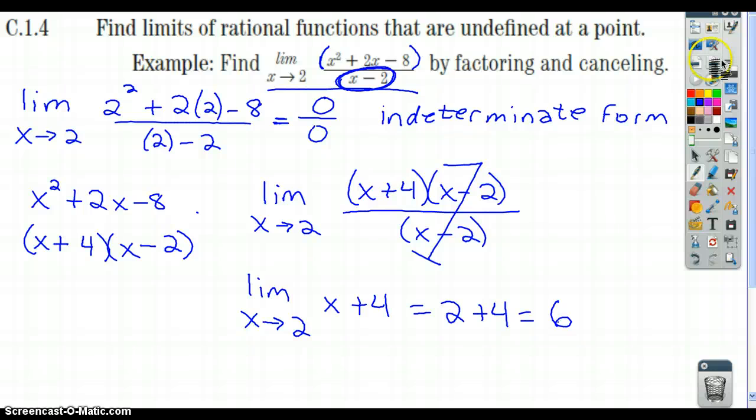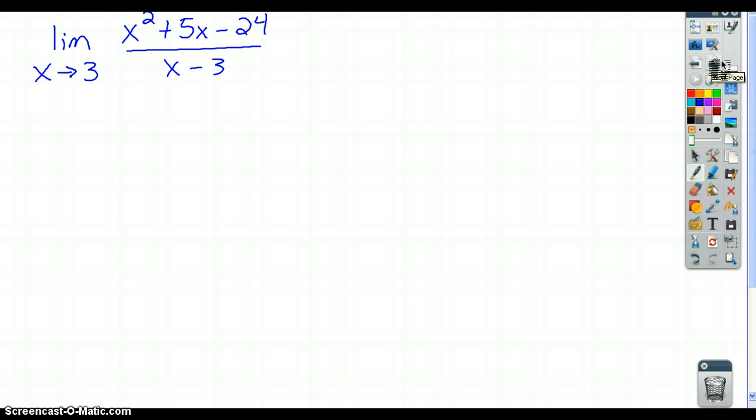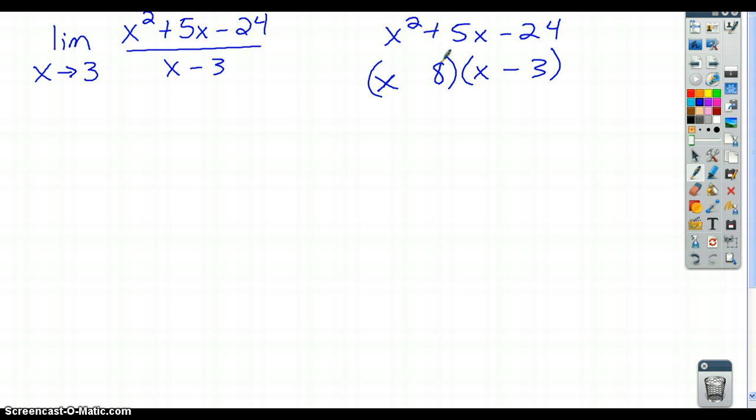So we'll take a look at another example. We've got one here. The limit as x approaches 3 of x squared plus 5x minus 24 divided by x minus 3. So we will look at trying to factor our numerator. And if we do this correctly, I know this should be x minus 3. So a factor of 24 that has 3 in it, the other number has to be 8. And the 8 and the 3 have to make, with addition or subtraction, a positive 5, so this has to be a positive 8. Okay?